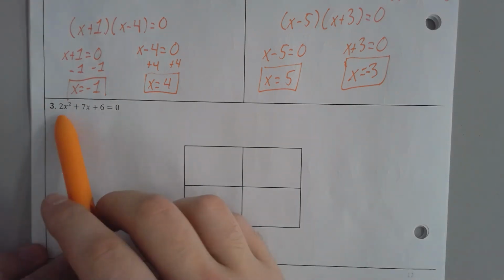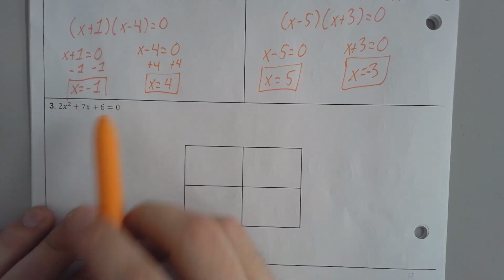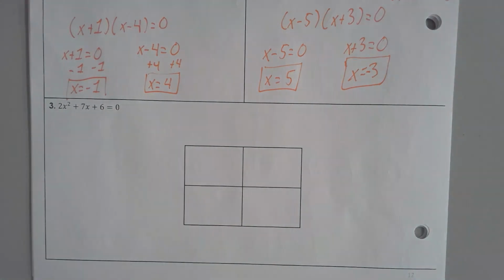Our A term is 2. So let's see, does 7 and 6, can you divide both of those by 2? Not 7. You can divide 6 by 2, but we have to have all of them be able to do it. So what we just did on 1 and 2 isn't going to work.